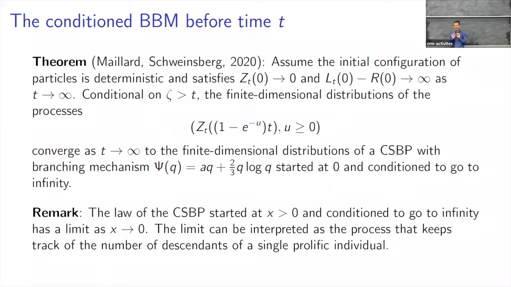Now, it's not immediately obvious what that means, because if you start a continuous state branching process at 0, it stays at 0. But what we can do is to start the process from some positive number x and condition it to go to infinity. And then the law of that process has a limit as x goes to 0. And that's the law that we're referring to. And we can interpret that limit as the process that keeps track of the number of descendants over time of a single prolific individual at time 0.